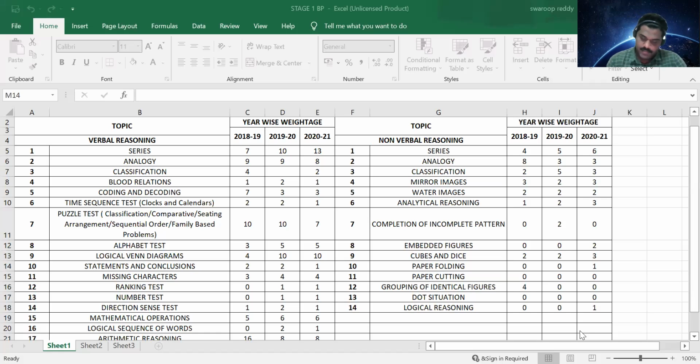Welcome to today's topic. Today's topic is mirror images and water images. Moving on to the weightage of this particular topic, each year you are being asked around 4 to 5 questions if you observe. So 5 in 2018-19 and 4 in 2019-20 and 5 questions from last year, right?